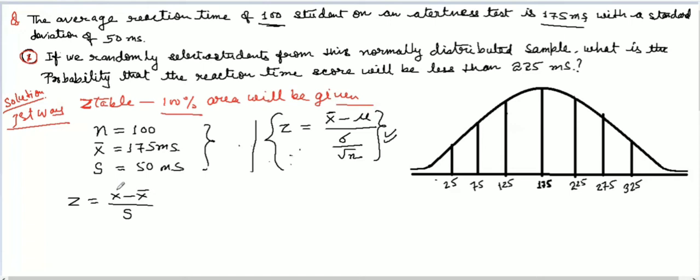So what is x here? X is the specific value for which the question asks. If the question is, if we randomly select a student from this normally distributed sample, what is the probability that the reaction time score will be less than 225 milliseconds, it means our x is 225. So 225 minus x bar, which is 175, over the standard deviation, which is 50. If you calculate it, it will be 50 over 50, which equals 1.